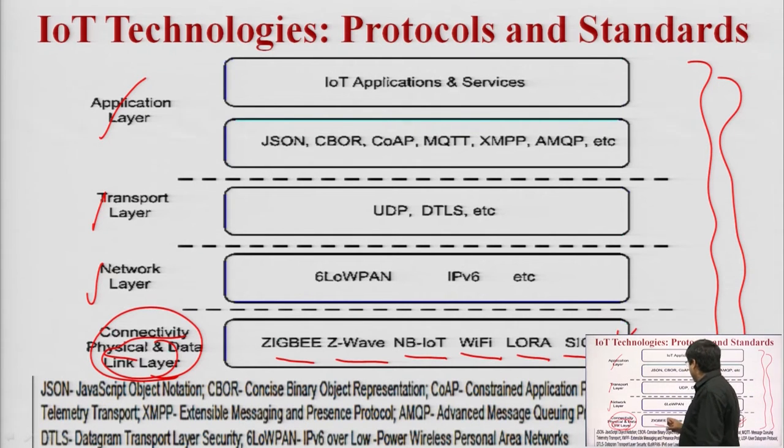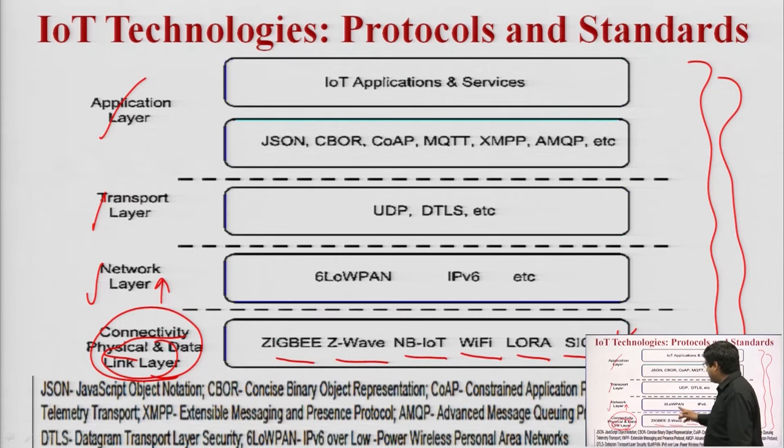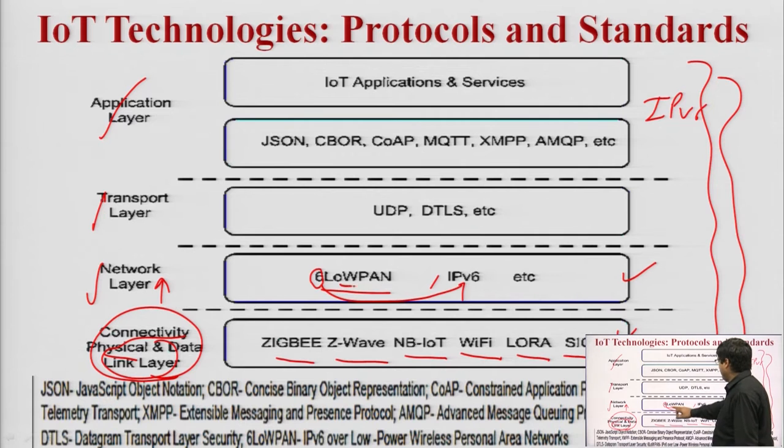So after the communication, we have to go towards the network layer. In the network layer, we are talking about networking and internet connectivity, and this is possible through the IPv6 protocols and 6LoWPAN technology protocols. This 6 means IPv6, low power personal area networks, all of which lie in the networking layer.